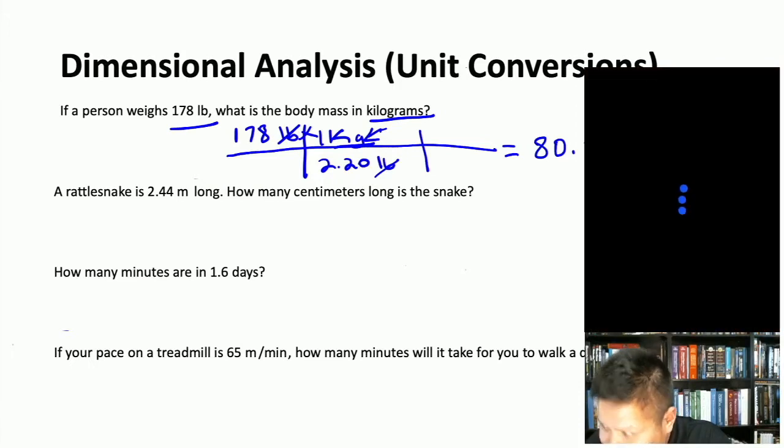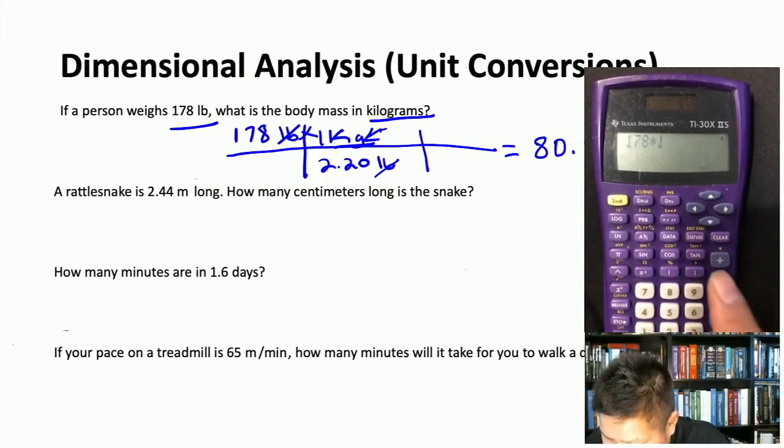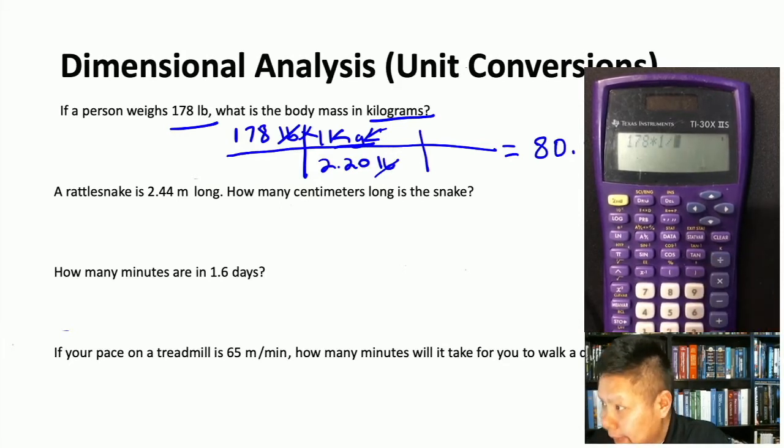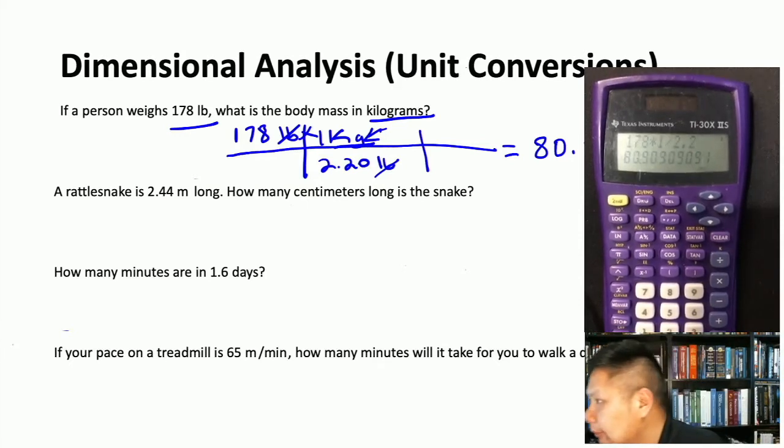You did 178 times 1, and then divide by the 2.2 pounds, and I get 80.09 kilograms. But you're asking yourself, wait a second, what are all the other numbers?